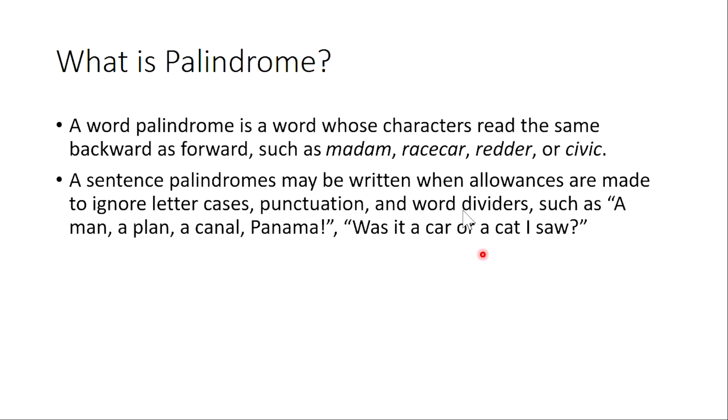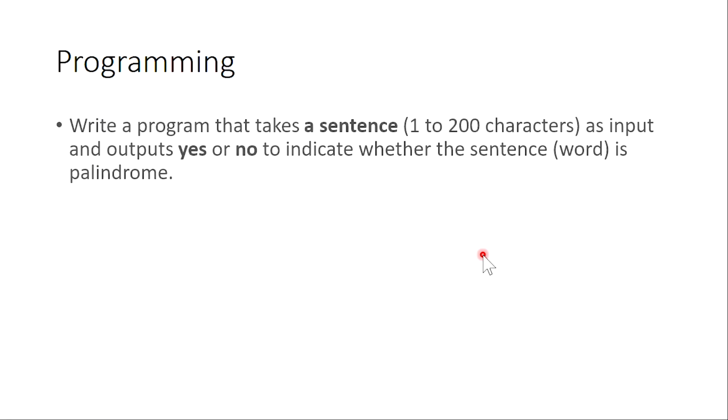So kind of interesting. So we're going to write a program to check. In the programming exercise, you are asked to write a program that takes a sentence of 1 to 200 characters as input and outputs either yes or no, to indicate whether the sentence or word is a palindrome. This type of programming exercise is common in CS1 or CS2, and also in some high school programming or coding competitions.